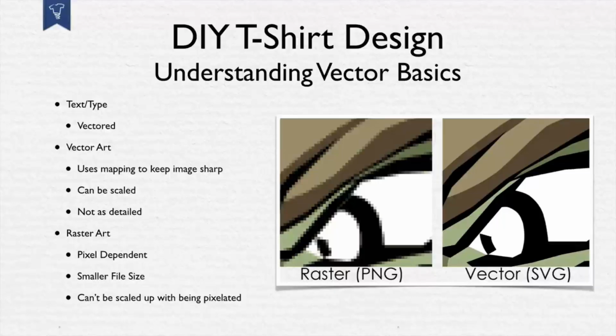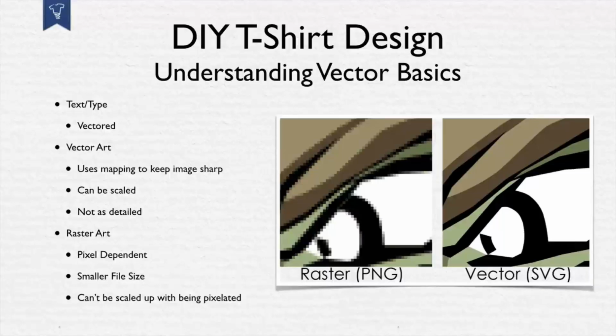A raster image is pixel dependent and it's locked in size. So once you create an image that's, let's say, 600 by 800 pixels, it's locked into that. Now you can scale it down. Images can always be scaled down, but you can't scale that image up without it looking like this pixelated image here on the right side of the screen, that left-hand image. And a raster art is always going to be a smaller file size. It's locked down, it's pixel dependent, so it's not going to be anywhere near as large.